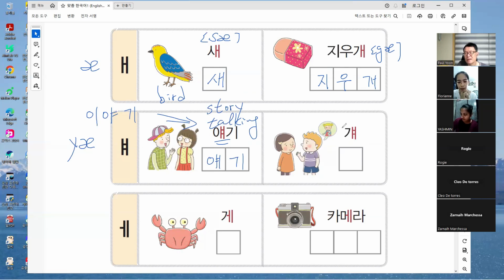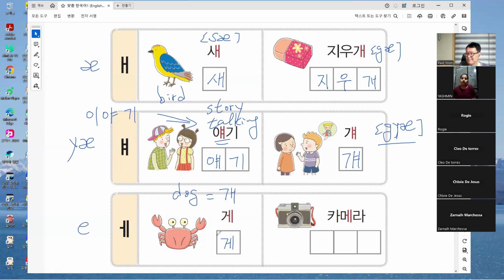How about this? Can you read? Yeah. Right? Yeah means him or her, he or she. This one, I already told you, right? Yeah, this one is dog. How about this? Okay. Camera.